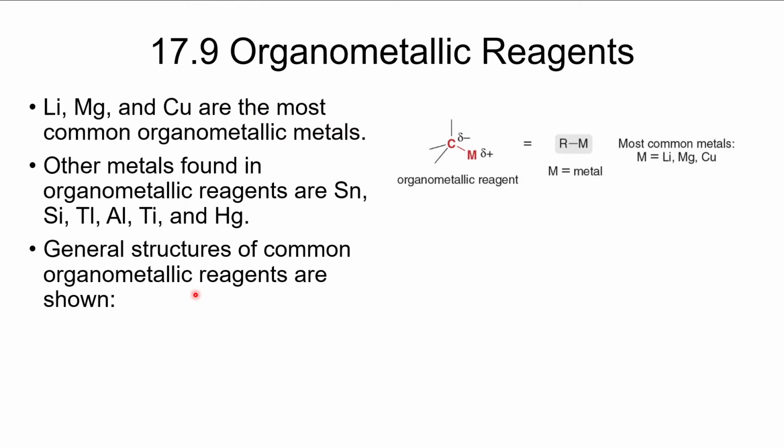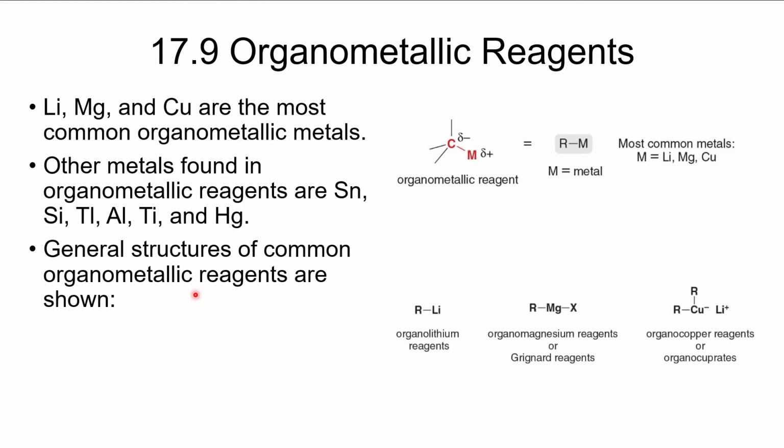So the types of reagents that we're going to be discussing are organolithium reagents, the organomagnesium reagents, or sometimes we refer to these as the Grignard reagents after the discoverer of these reagents, and then organocopper reagents, which we will often refer to as organocuprates. We're going to find that the more polar these are, the stronger they are as a reagent. And we'll find these first two are quite reactive. And the third one, while it's quite reactive, it's not quite as reactive as these two.